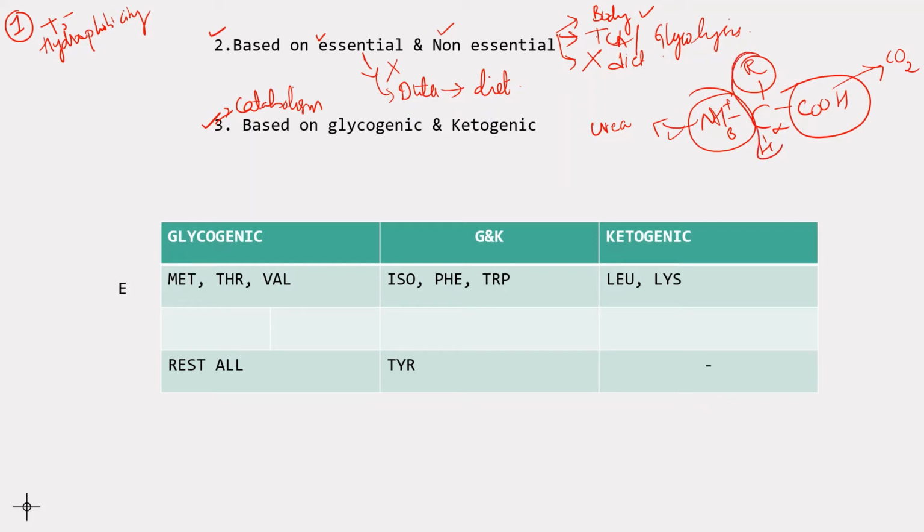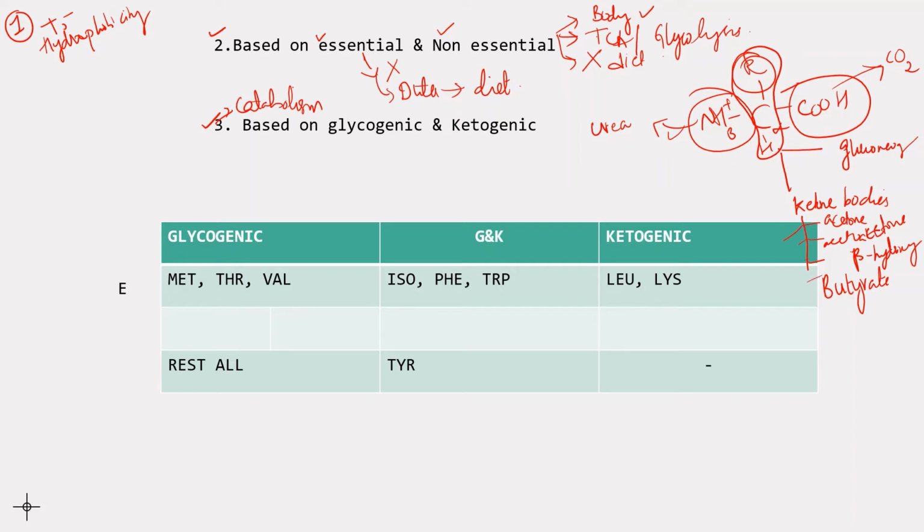And the R group and the C alpha, which is left out, has two fates. Either it can be used in gluconeogenesis, that is formation of glucose, or it can be used in the formation of the ketone bodies. In the ketone bodies, there are three forms: acetone, acetoacetate, or beta hydroxybutyrate. So these are the three forms.